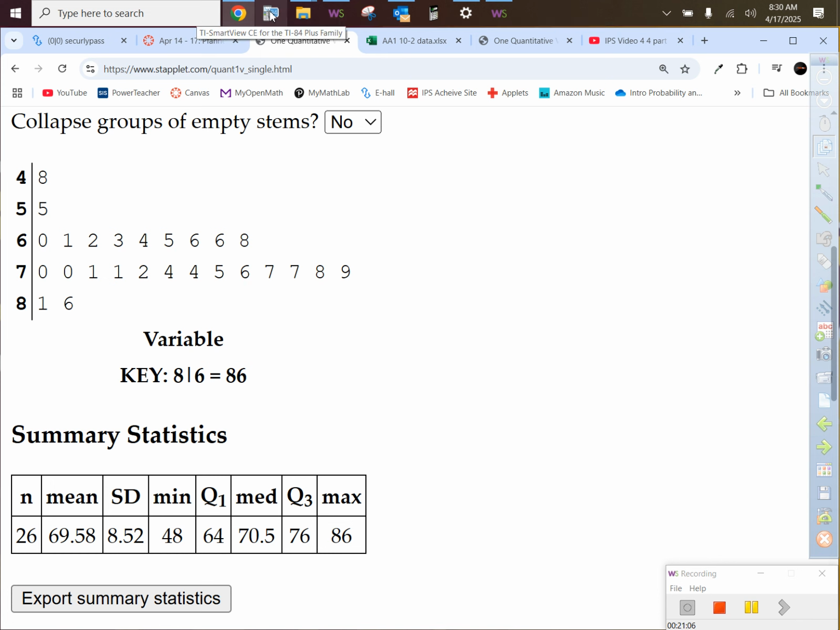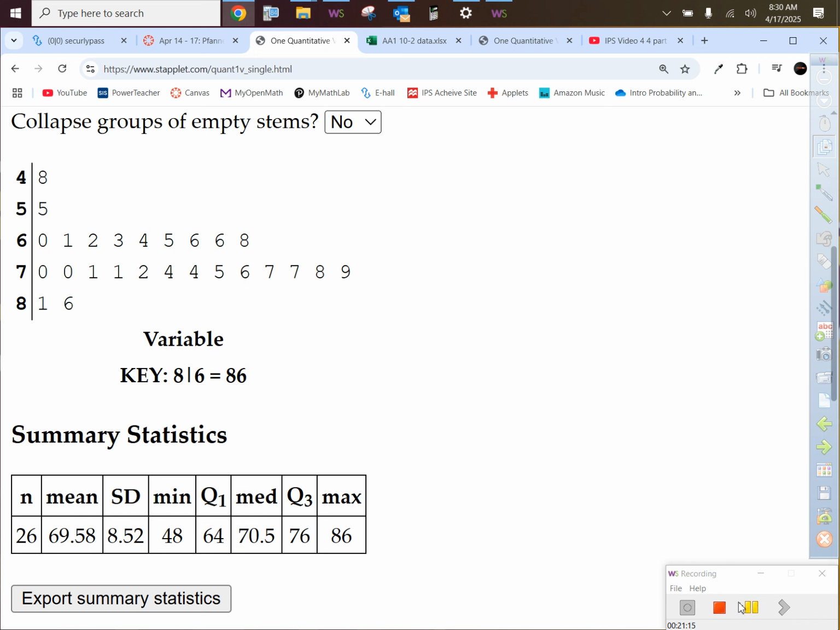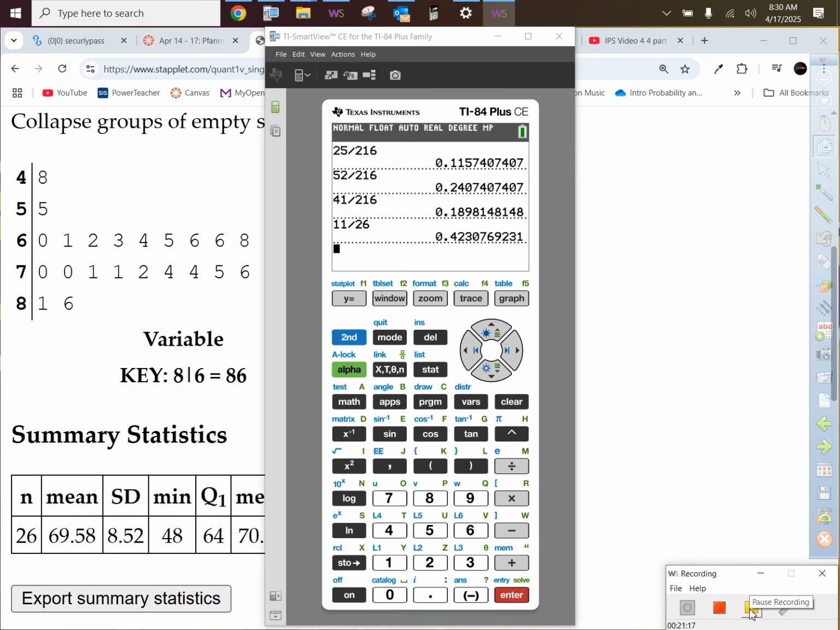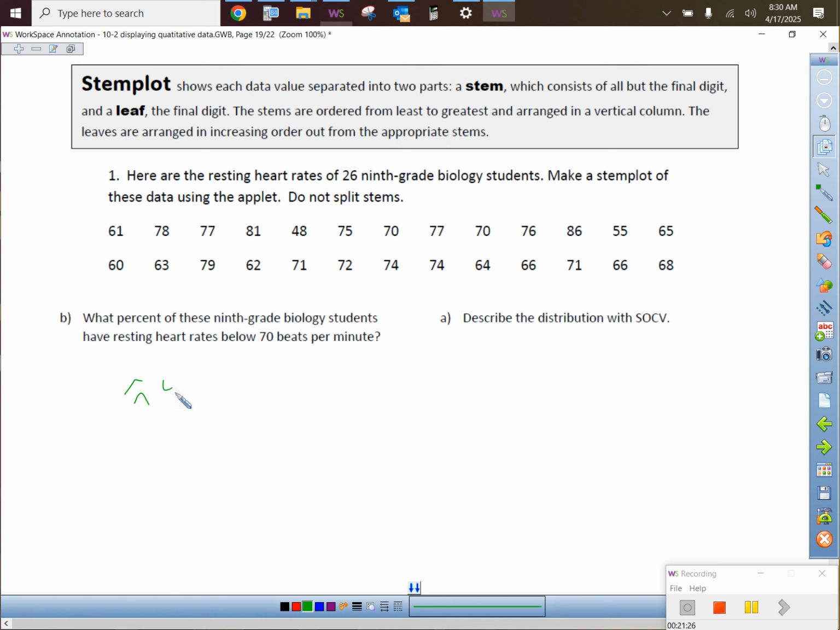Dang it, don't have my calculator open. Could you please punch that in and see what 11 divided by 26 is? About 42 point what? So there, we got it all punched in, and it's about 42.3%. So we'll go back here and do that. About 42.3%. Let's describe the distribution with SOCV, right?